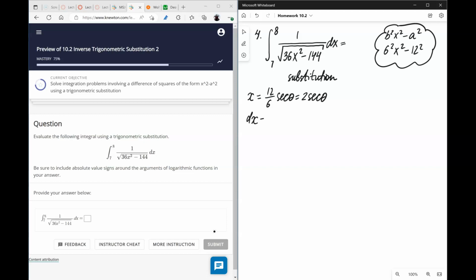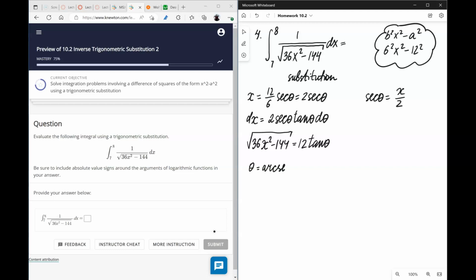So dx will be 2 secant theta tangent theta d theta. Square root of 36 x squared minus 144 will automatically become 12 tangent theta. This is a definite integral, so we are going to do two things. We're going to say that secant theta is equal to x over 2, meaning that theta will be equal to arc secant of x over 2.